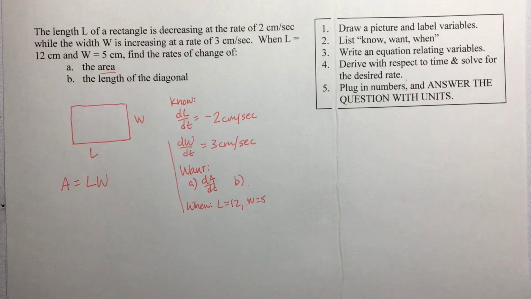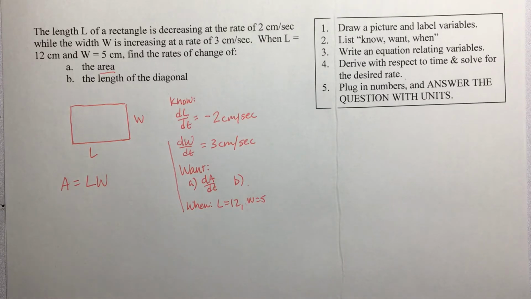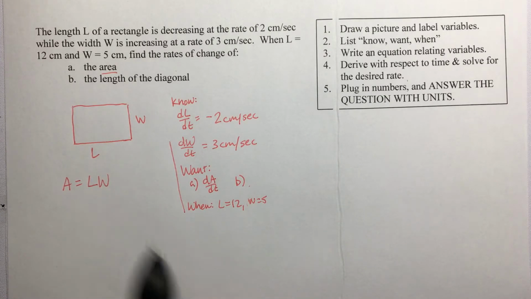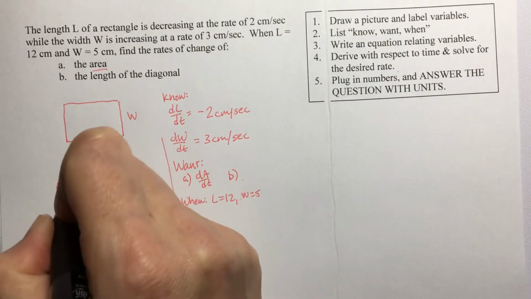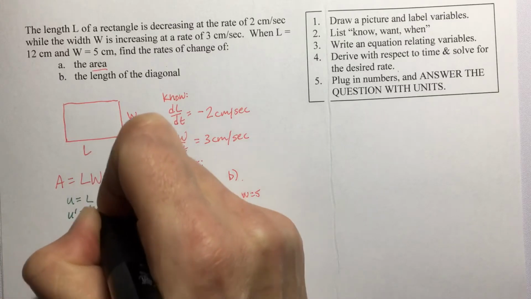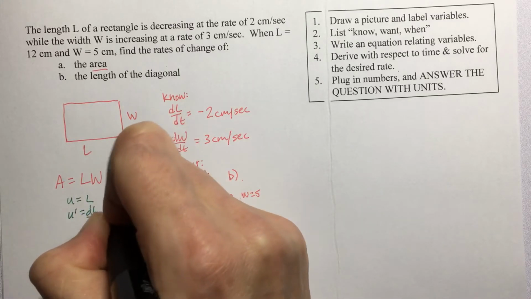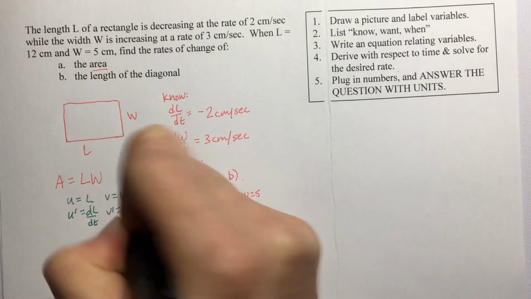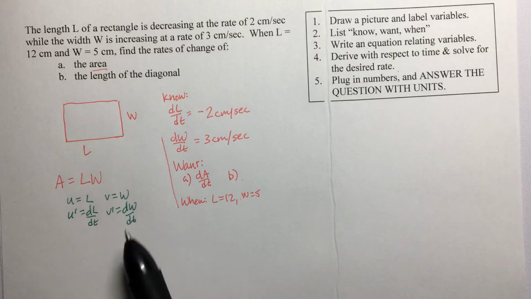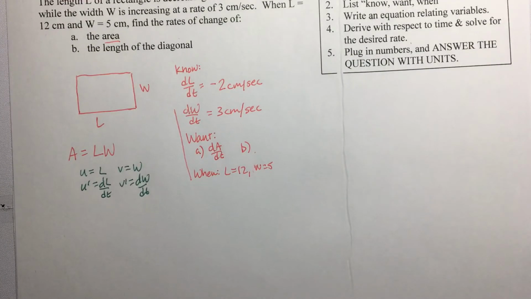So deriving with respect to time, we have to be really, really careful here, because L is a function, and W is a function. They're variables. We have a product rule here. So really, we have u is L, u prime is dL/dt. v is W, v prime is dW/dt. So the derivative of LW is not just dL/dt times dW/dt. You have to product rule that, and so really be careful there.